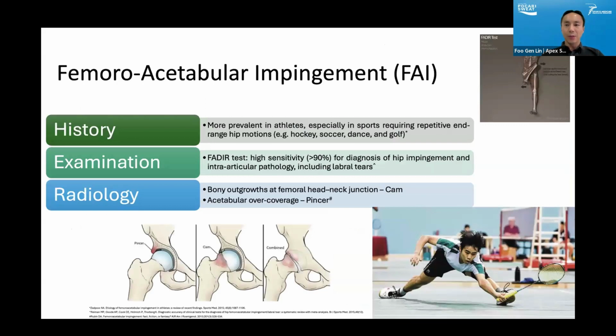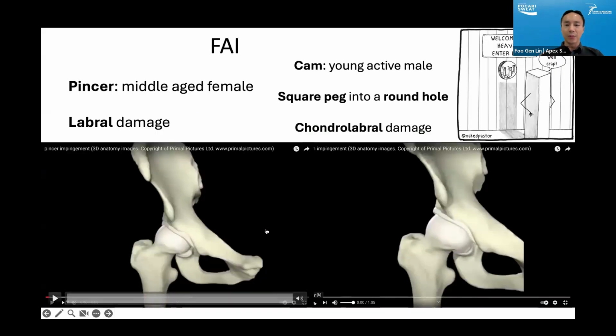So FAI, I think it was covered pretty well, extensively by Gordon. So not going to go through too much about the diagnosis and the examination. But yeah, it's very common amongst people who have to go into deep flexion, like this guy here on the right. So this can actually really cause the hip to clash against each other. And I think a video speaks 1,000 words.